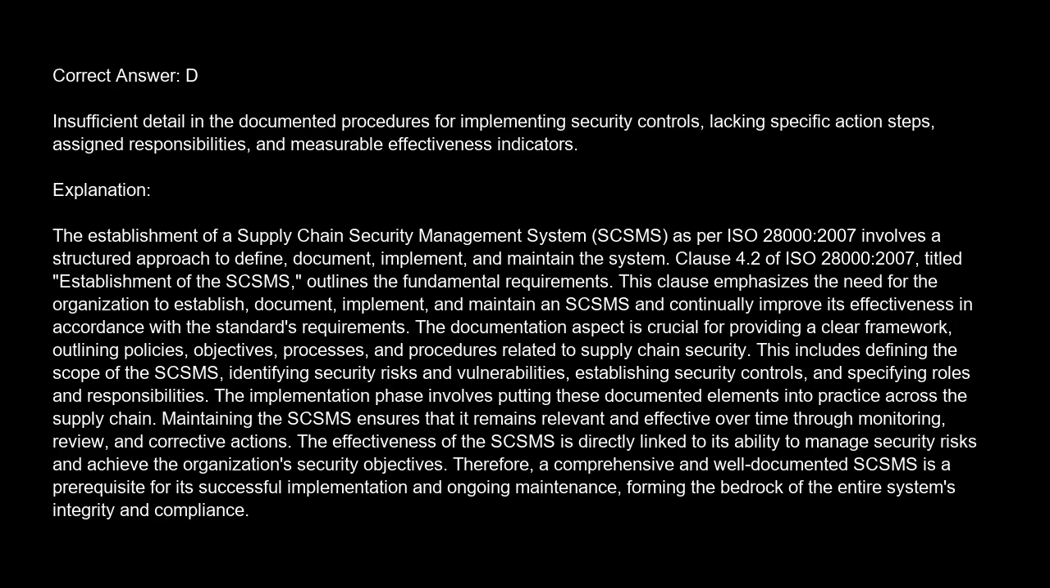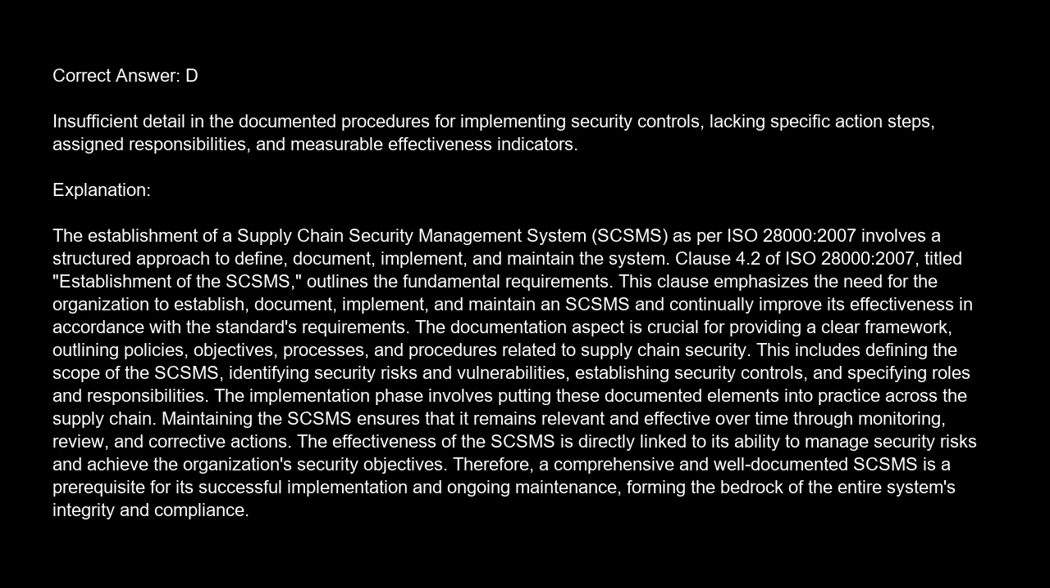The correct answer is D. Insufficient detail in the documented procedures for implementing security controls, lacking specific action steps, assigned responsibilities, and measurable effectiveness indicators. Explanation: the establishment of a supply chain security management system, SCSMS, as per ISO 28000-2007, involves a structured approach to define, document, implement, and maintain the system. Clause 4.2 of ISO 28000-2007, titled Establishment of the SCSMS, outlines the fundamental requirements. This clause emphasizes the need for the organization to establish, document, implement, and maintain an SCSMS and continually improve its effectiveness in accordance with the standard's requirements.